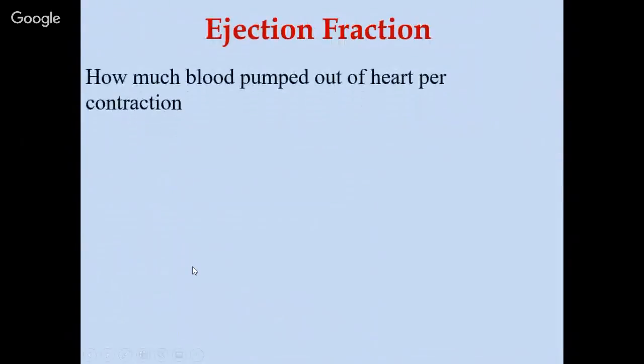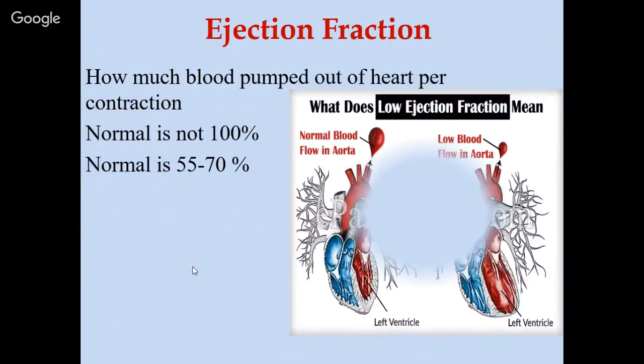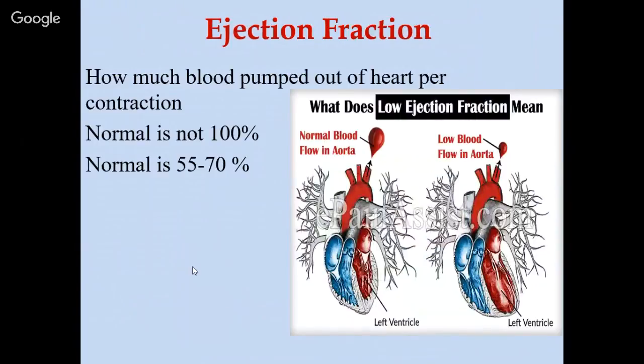Ejection fraction: how much blood is pumped out of the heart per contraction? Normal is not 100%, it's 55 to 70%. So what does low ejection fraction, or EF, mean? Normal blood flow in the aorta. Low blood flow in the aorta. A little bit amount. So different flow here.